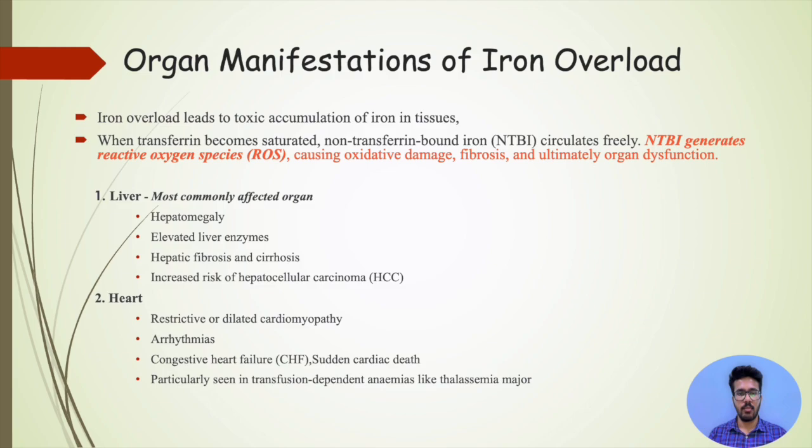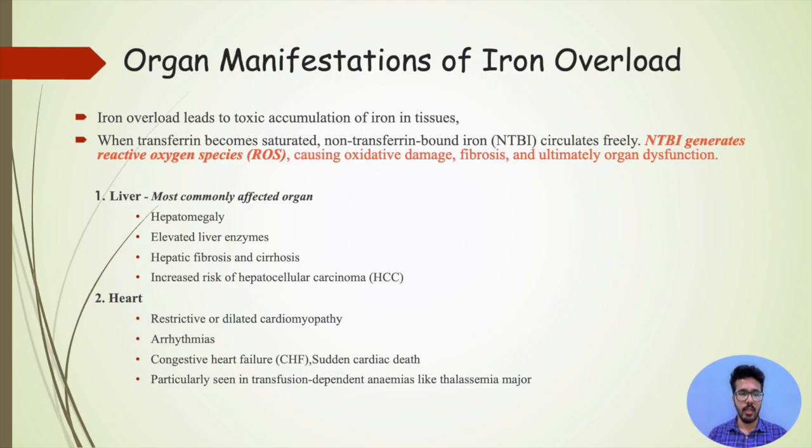Organ manifestations of iron overload. Iron overload leads to toxic accumulation of iron in tissues. When transferrin becomes saturated, non-transferrin bound iron circulates freely in the circulation. Non-transferrin bound iron generates reactive oxygen species, which cause oxidative damage, fibrosis, and ultimately organ dysfunction. Coming to the organ manifestations, the liver is the most commonly affected organ.